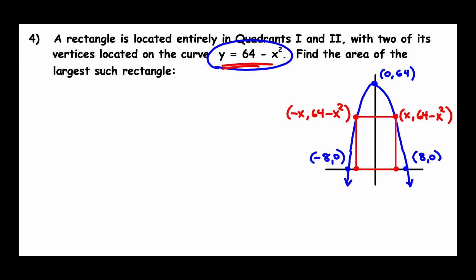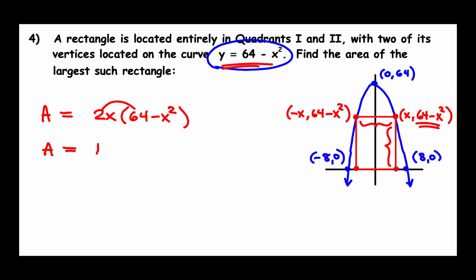So the area of a rectangle, the area of any rectangle, is length times width. The length is actually 2x. We have to go x in each direction. So that's the base, if you will. And then the height is simply going to be 64 minus x squared. I'm going to go ahead and distribute this. So we'll have 128x minus 2x cubed. We've eliminated a variable already by making that substitution on the graph. Now we just have to take the derivative.